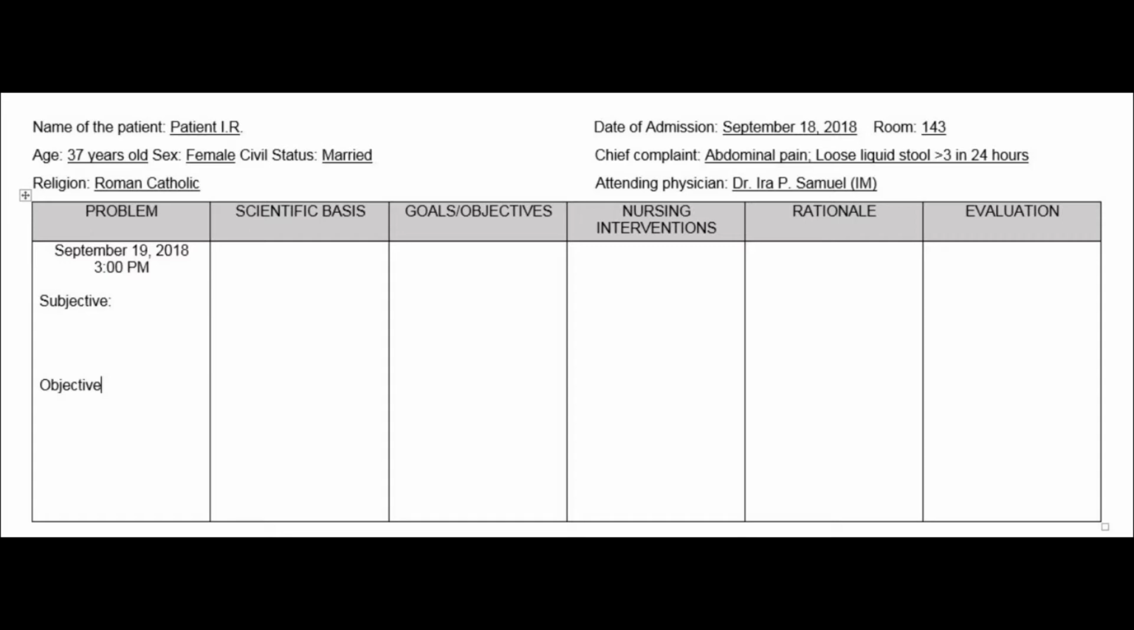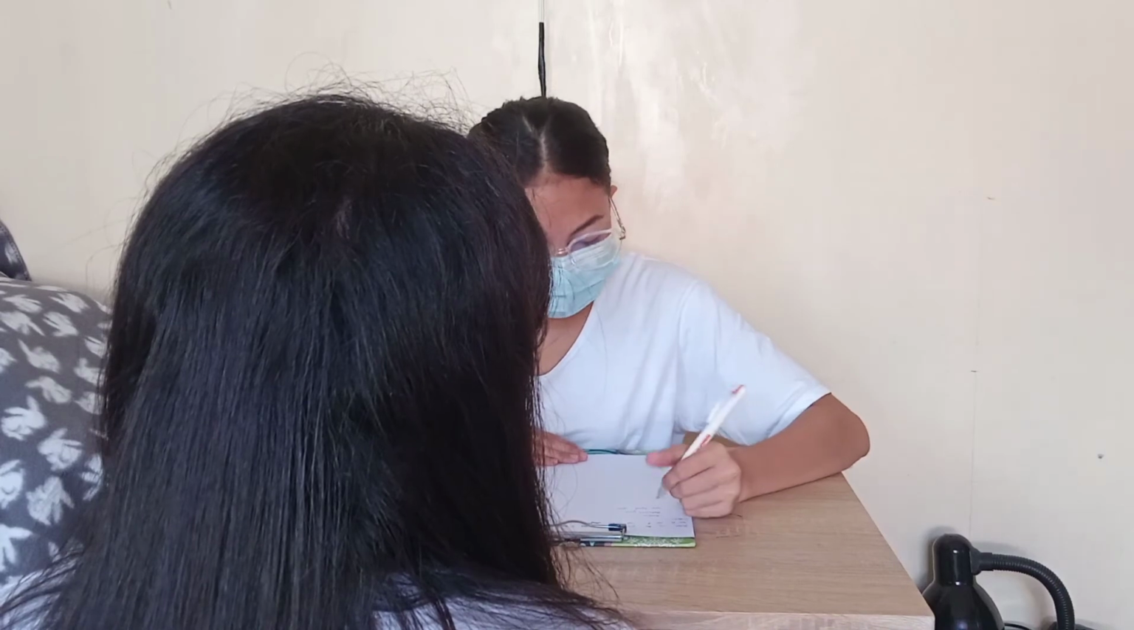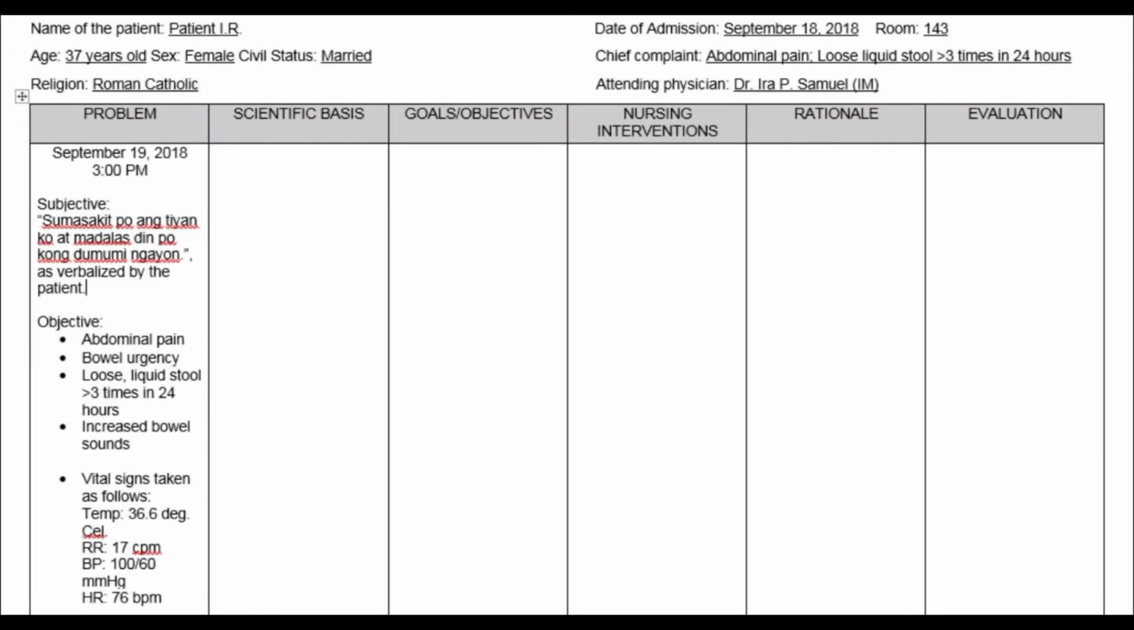When you say subjective, it is the verbalization of the patient. "Sumasakit po ang tiyan ko at madalas din po akong dumumi ngayon." While the objective data can be assessed using your own senses. Like in my sample, abdominal pain, bowel urgency, loose liquid stools more than 3 times in 24 hours, increased bowel sounds, and especially the vital signs of your patient.